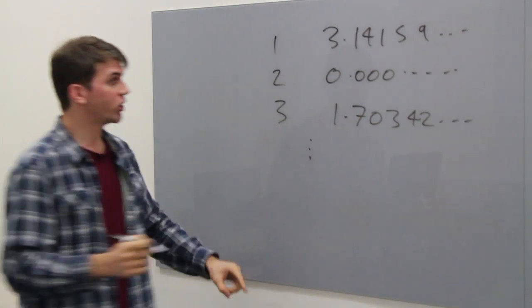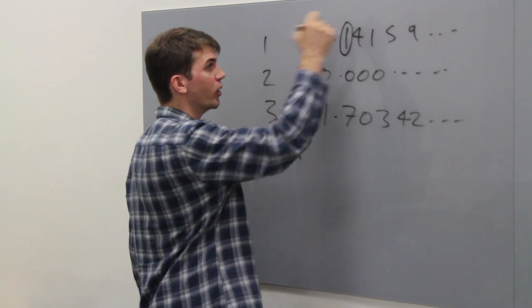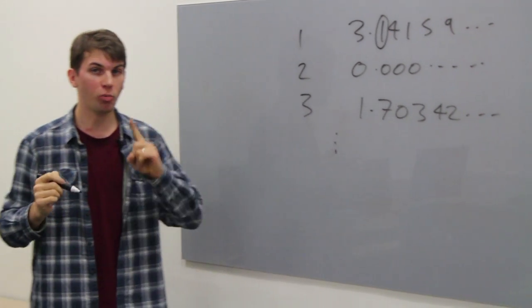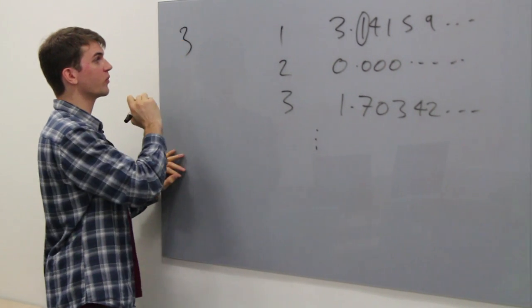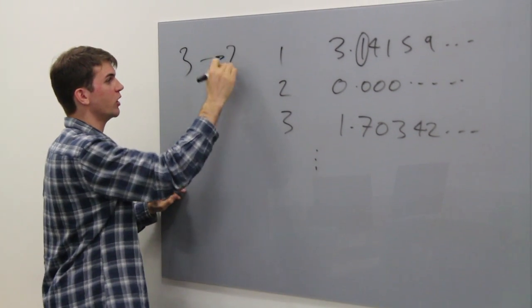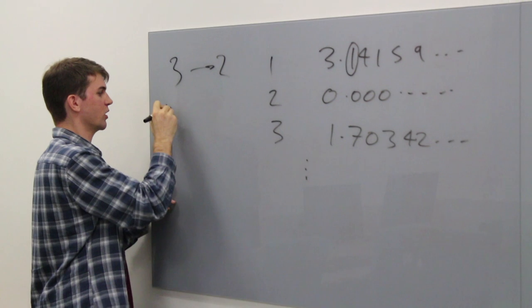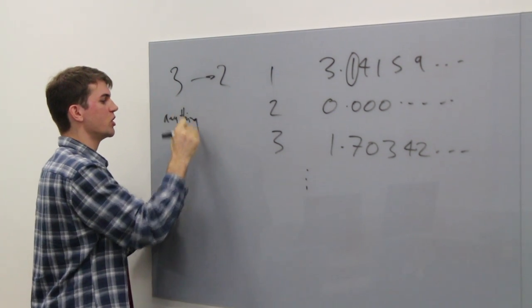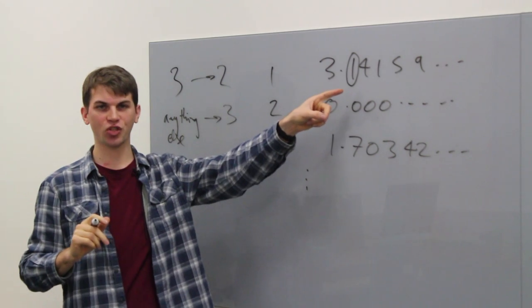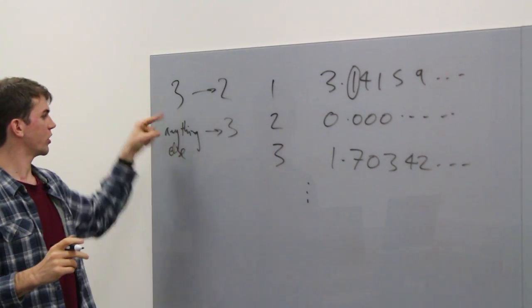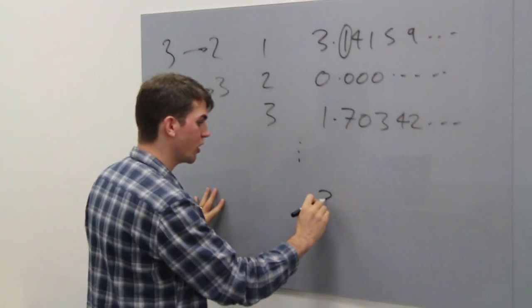So to do that, I'm going to look at the first digit of the first number, and it's a 1. And I'm going to apply the following algorithm. If that number is a 3, I'm going to change it into a 2. And if it's anything else, I'm going to change it into a 3. Well, in this case, it's a 1. That's anything else, so it's going to be a 3.